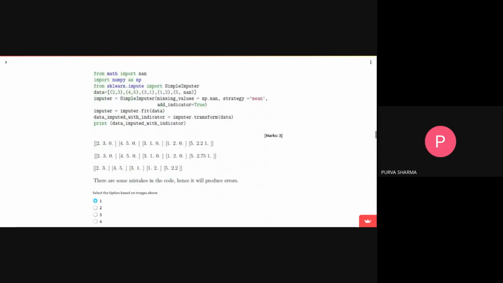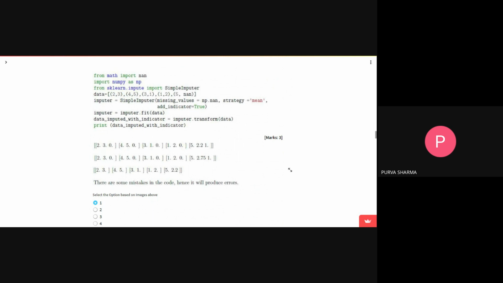Next, okay, solve this question now. 2.5.